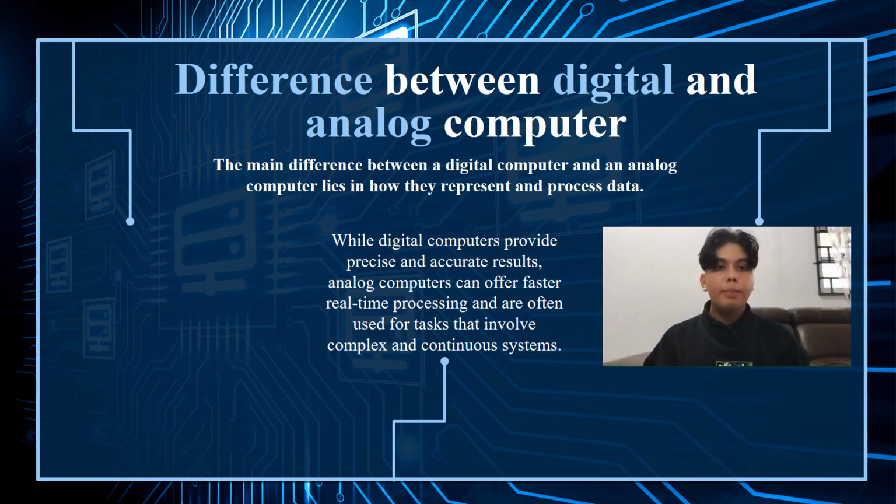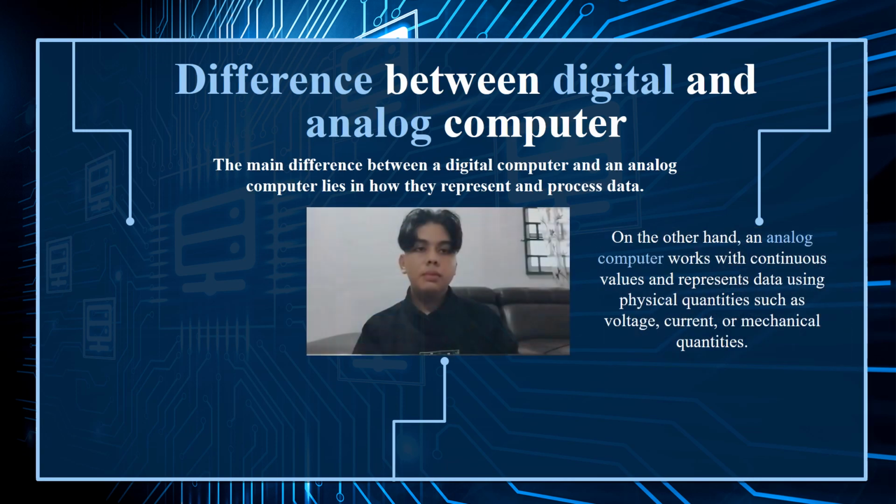While digital computers provide precise and accurate results, analog computers can offer faster real-time processing and are often used for tasks that involve complex and continuous systems. On the other hand, analog computers work with continuous values and represent data using physical quantities such as voltage, current, or mechanical quantities.